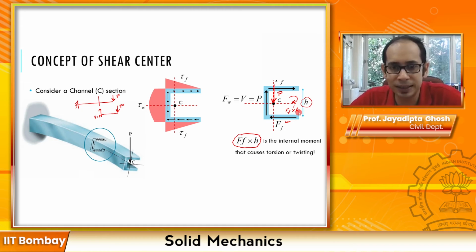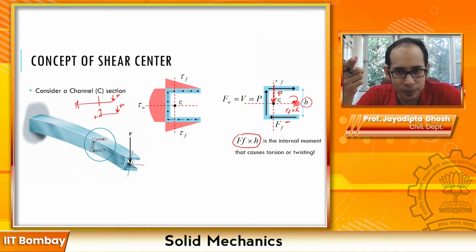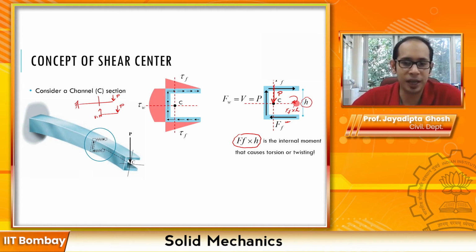Now to cancel that moment, instead of applying P at the centroid, so to cancel this clockwise moment, I must have an anti-clockwise moment somewhere. I must put my load P at a particular place where it causes an anti-clockwise moment equal in magnitude to this F times h, so that the entire twisting moment is cancelled out.